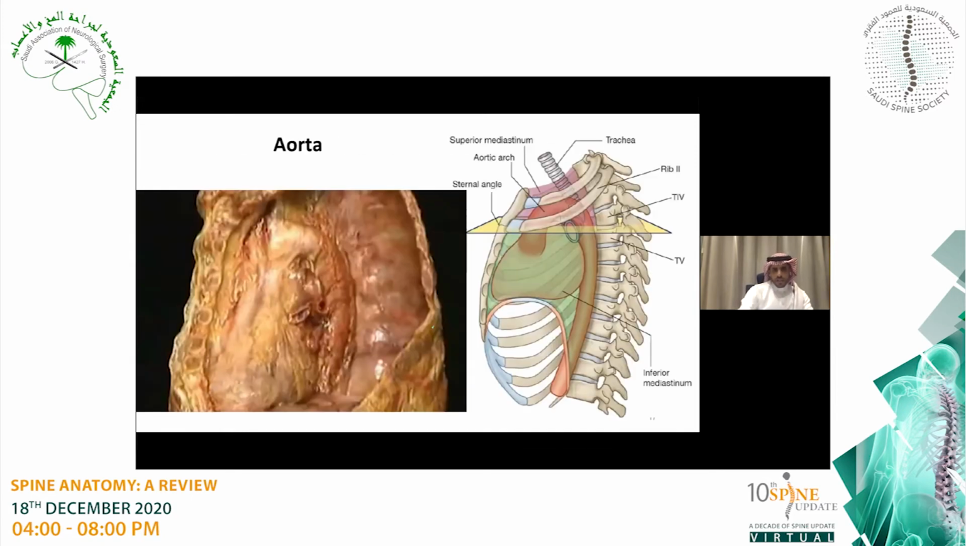So we can see here in this diagram that the aorta extends from T3 all the way down to T12, and it's in close relation with the spine. This is the cadaver, and we can see that it's very close to the spine, which is about 5 millimeters in most books.